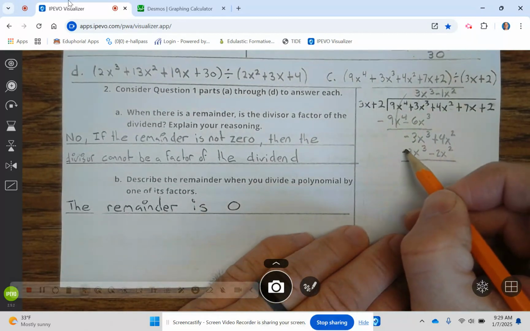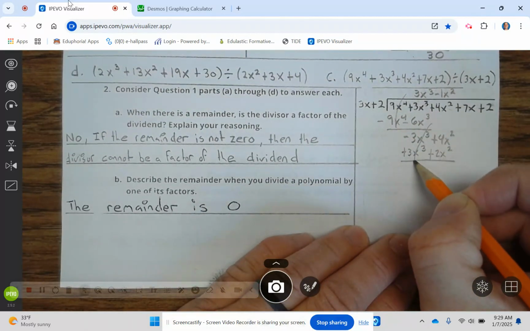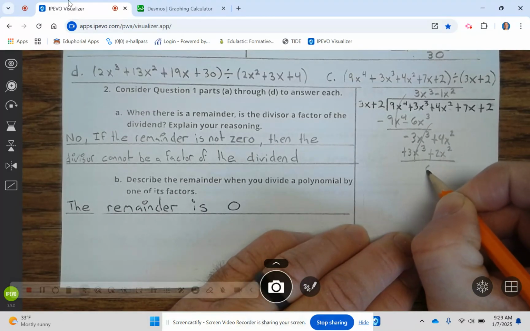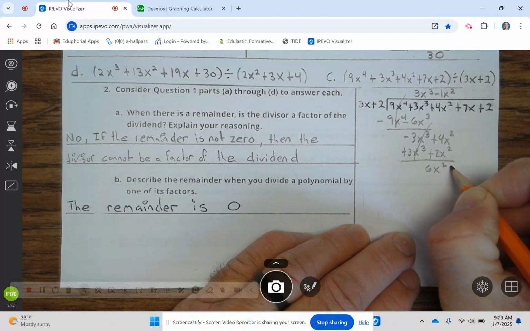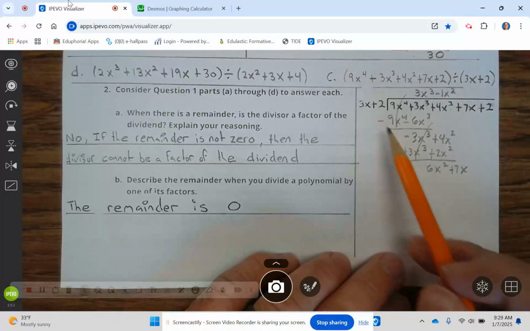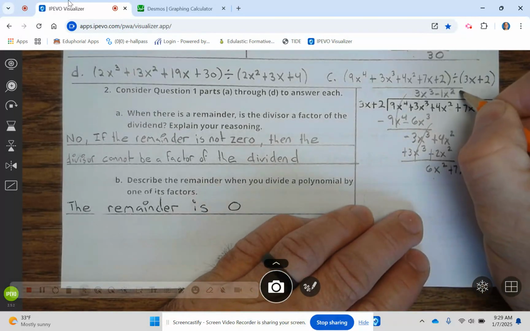Okay, we subtract. When you subtract the negative, it becomes positive. This cancels. 4x squared and 2x squared is 6x squared. Bring down the plus 7x. Now you ask yourself, what do you multiply 3x by to give you 6x squared? The answer to that is plus 2x.